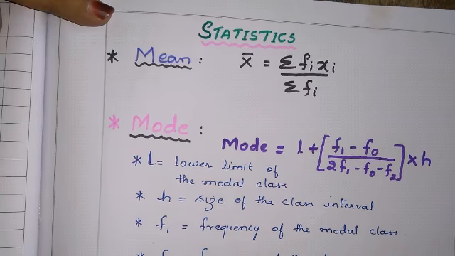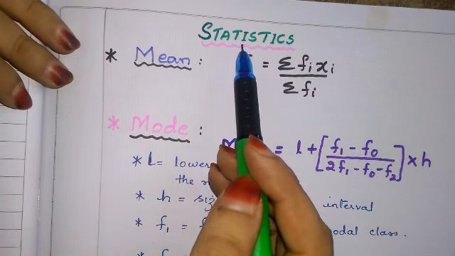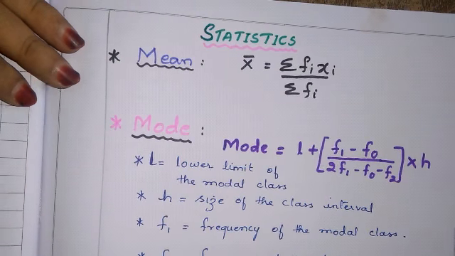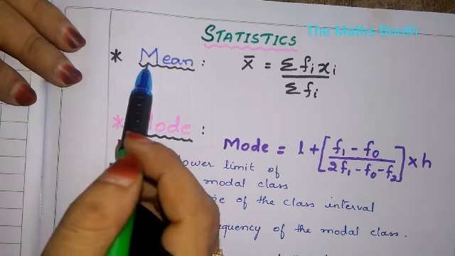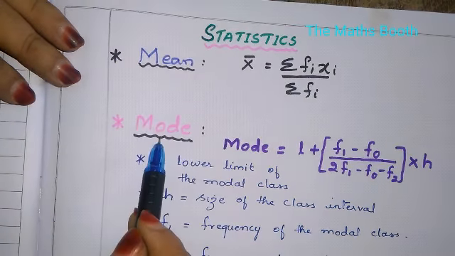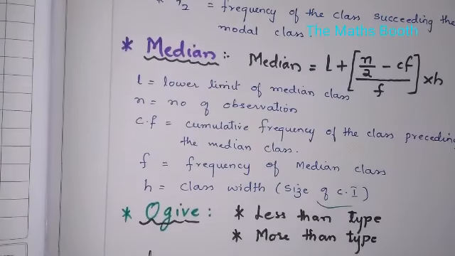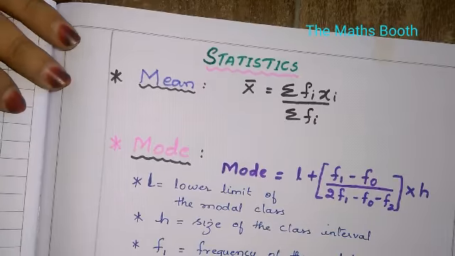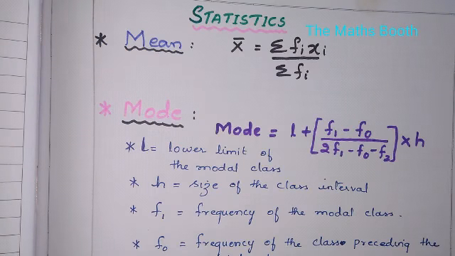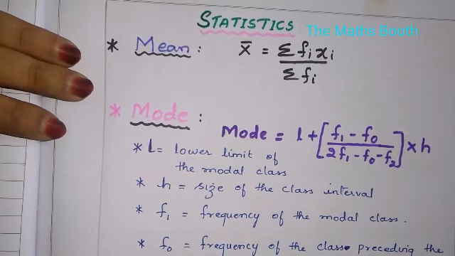Today I am here with a new topic from class 10th, that is statistics. So let us see what are the main concepts in statistics we are going to learn. Here first we are going to learn mean, then mode and median, and the last part is OG. In previous classes we have learned about the central tendency, that is mean, median, mode. Now in detail we are going to learn in 10th standard.